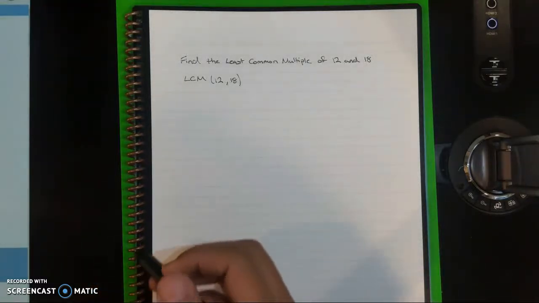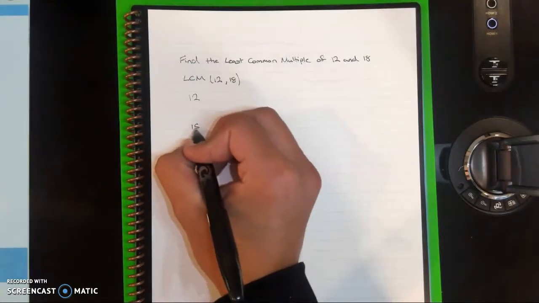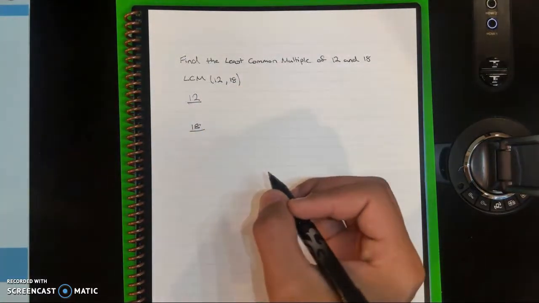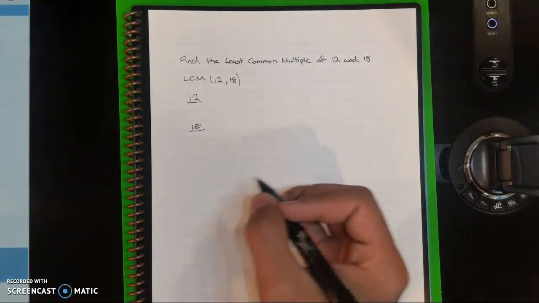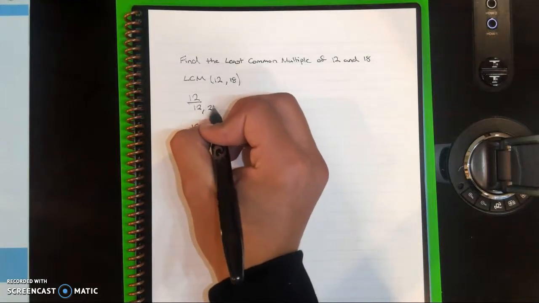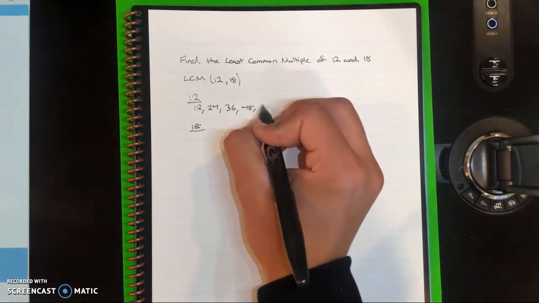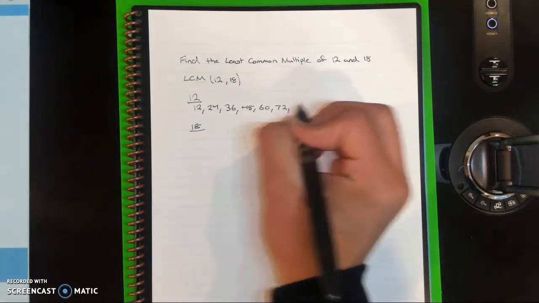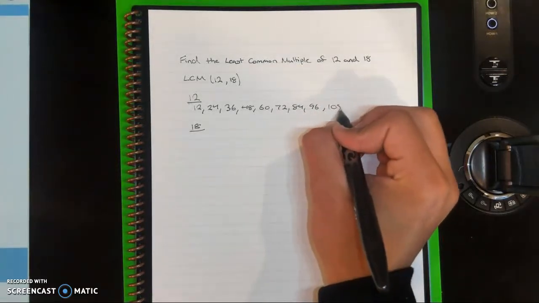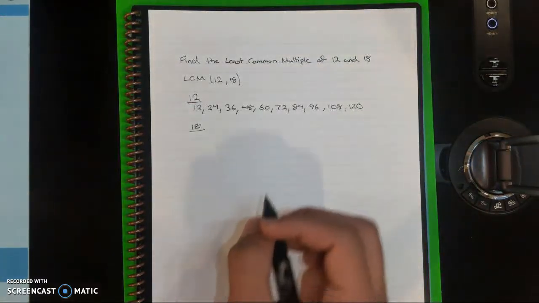So the first thing you want to do, we're going to write out our numbers in two separate areas, get the work set up. And what you're going to want to do is write the 10 first multiples of each number. So start with 12, you got 12, 24, then 36, 48, 60, 72, 84, 96, 108, and 120. Then you want to do the same thing for 18.